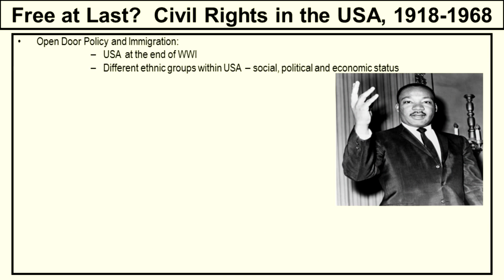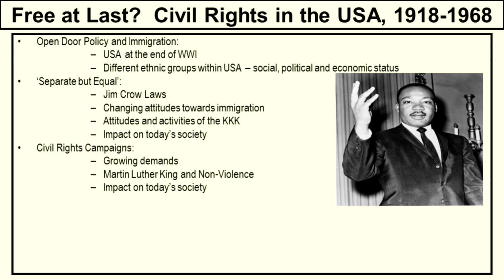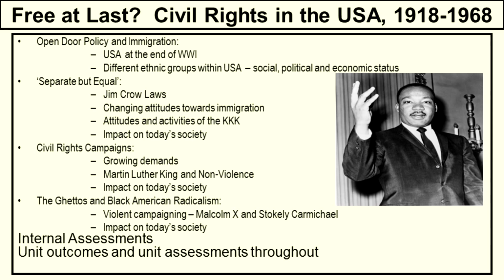The final unit we look at is Free at Last, Civil Rights in the USA. We look at the Open Door Policy and Immigration, Separate but Equal, Civil Rights Campaigns, the Ghettos and Black American Radicalism, and again there are internal assessments, unit outcome and unit assessments throughout this course.